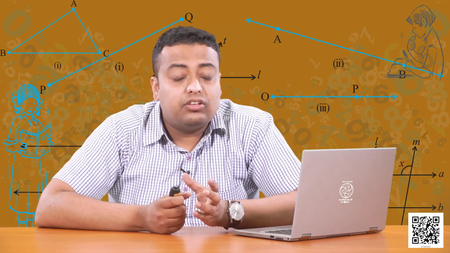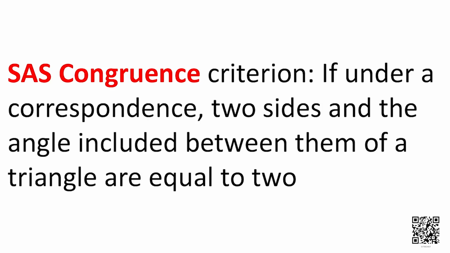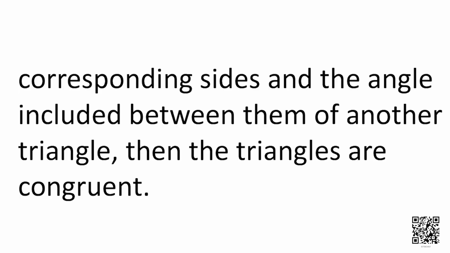So SAS stands for side angle side congruence criteria. So students, SAS congruence criteria states that if under a correspondence two sides and the angle included between them of a triangle are equal to two corresponding sides and the angle included between them of another triangle, then the triangles are congruent.